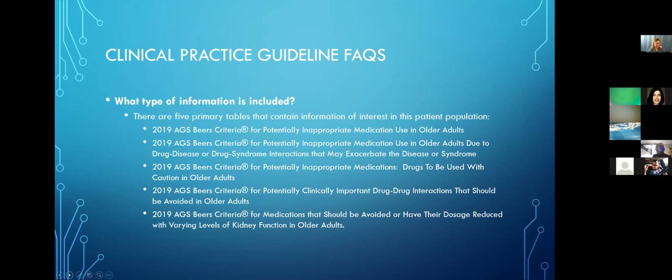And we'll talk a little more specifically about those, or you'll learn a little more specifically about those during our escape room activity. And then the last portion is medications that should be avoided or have their dose reduced with varying levels of kidney function in older adults. So again, not necessarily that a medication should be entirely avoided, but at what point do you recommend decreasing a dose or avoiding the medication altogether based off of kidney function?